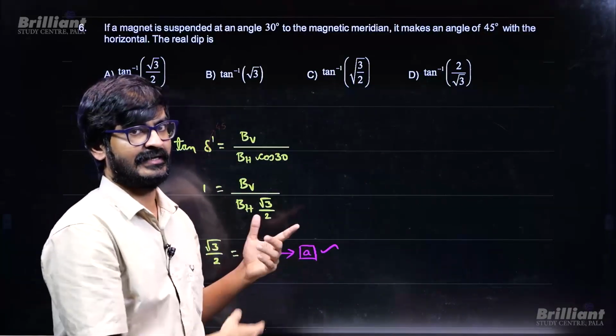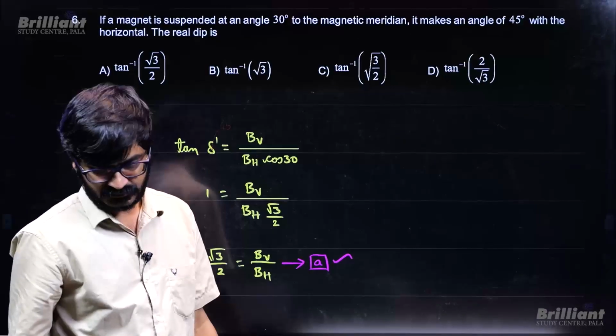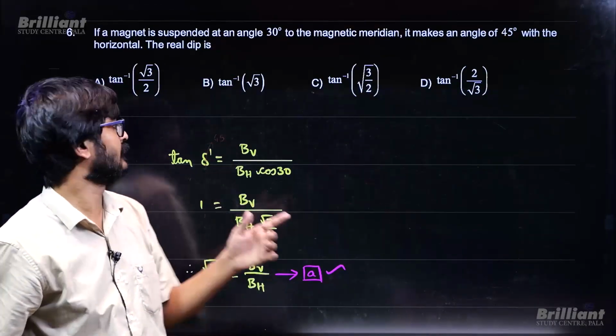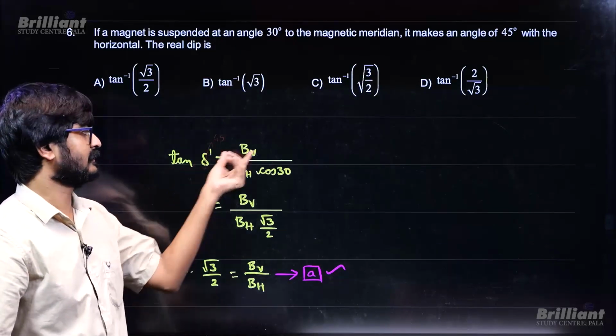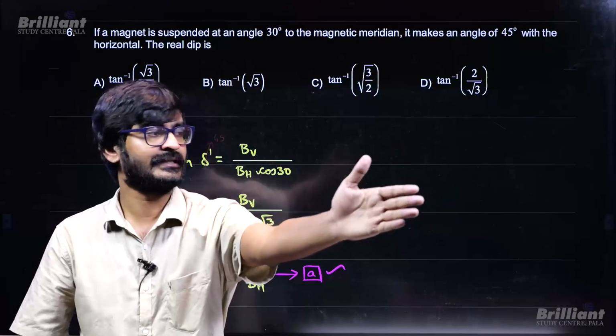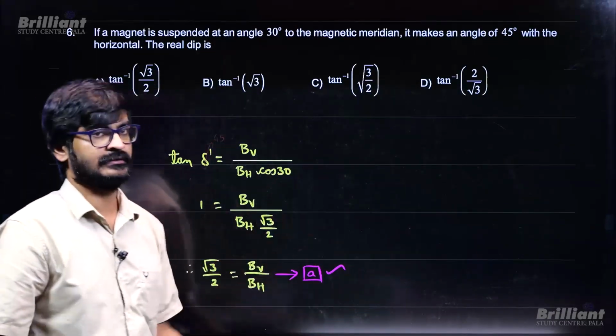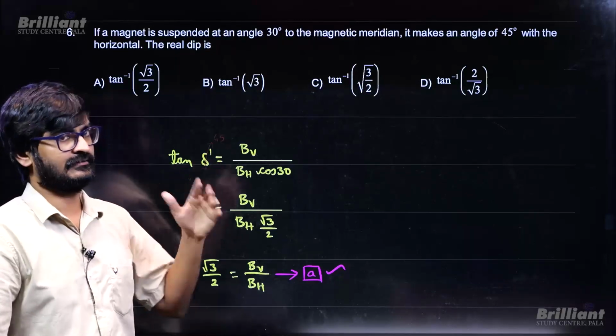So what will be the dip angle? The dip angle will be tan delta, which is BV by the horizontal component. So the new dip angle in this plane is tan delta equals BV by the horizontal component. What is the horizontal component? The actual horizontal component is BH, but the horizontal component in this direction is BH cos 30. So this is the dip angle in this plane.